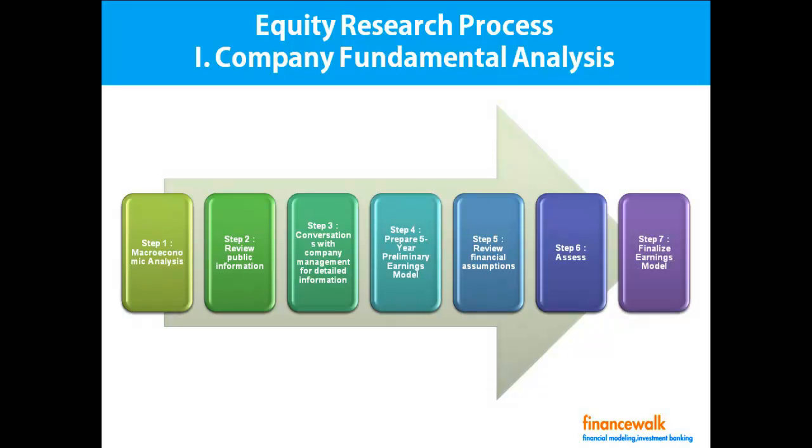Step 7 is finalize earnings model. In the earnings model you should determine earnings quality, then evaluate corporate governance, and project the company's core earnings based on the core earnings calculation criteria. What is that criteria? We'll see that in a while. It would be a more accurate representation of the true performance of a company's ongoing operations. So these are 7 steps which are very important in any company's fundamental analysis.